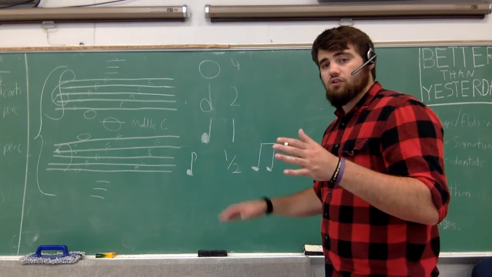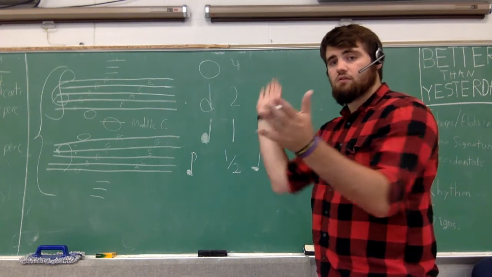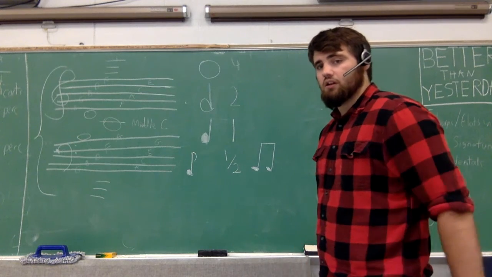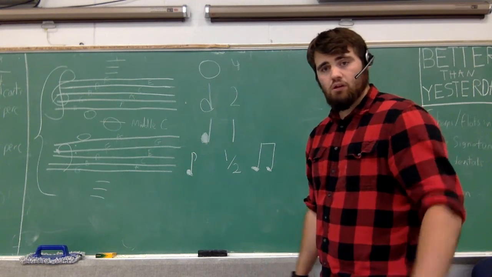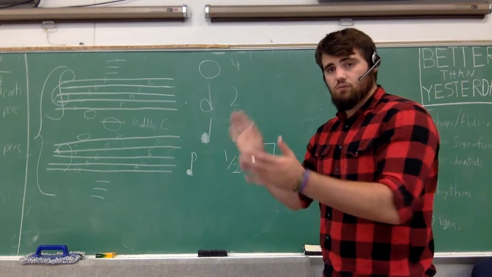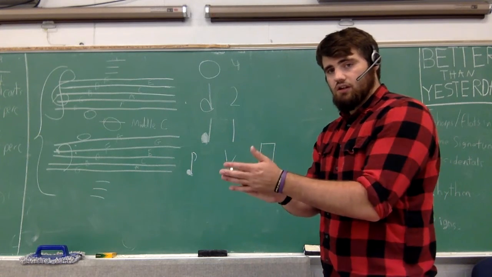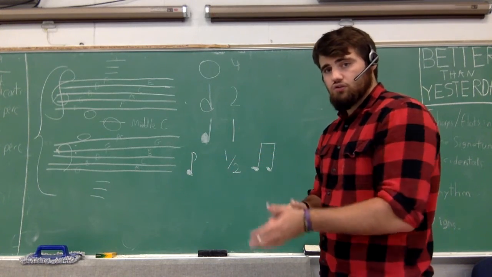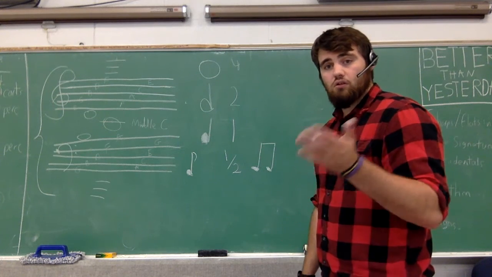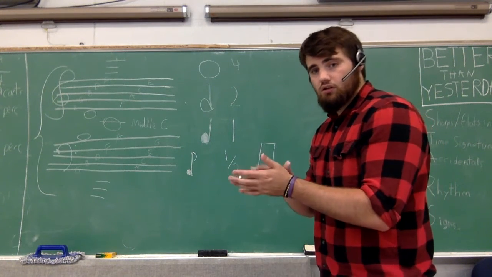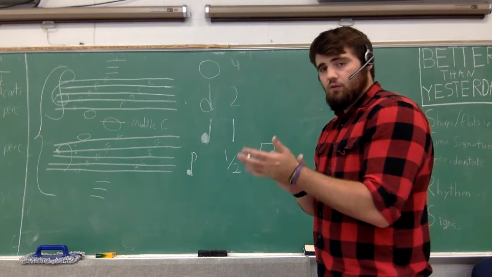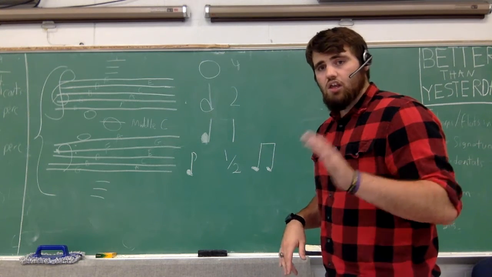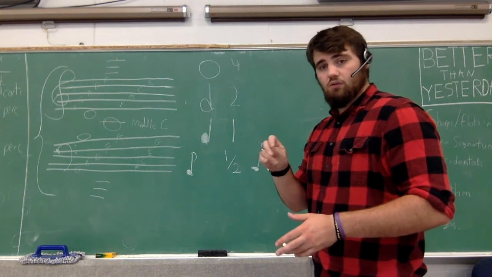Okay? If you're doing a whole note, it's 1, 2, 3, 4. That's a whole note. Do half notes, there's 2 of them. So 1, 2, 3, 4. 1, 2, 3, 4. Quarter notes, do them on the beat. 1, 2, 3, 4. Eighth notes, you gotta fit 2 of them into a quarter note.